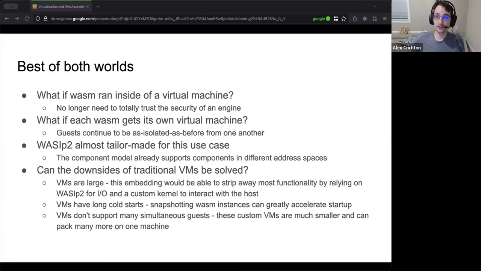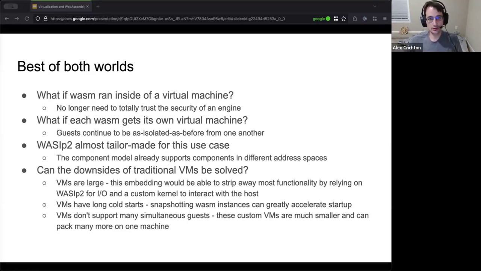I was saying we can run thousands of WASM instances in one process. Can we also get thousands of virtual machines inside of one process with similar-ish overhead? It turns out that WASIP2 is perfect for this use case. I was saying that the component model assumes that these components are in different address spaces. That is hugely beneficial for communicating with the outside world because we don't have to deal with weird ABIs and syscall ABIs, trying to figure out what pointer is used where and things like that.